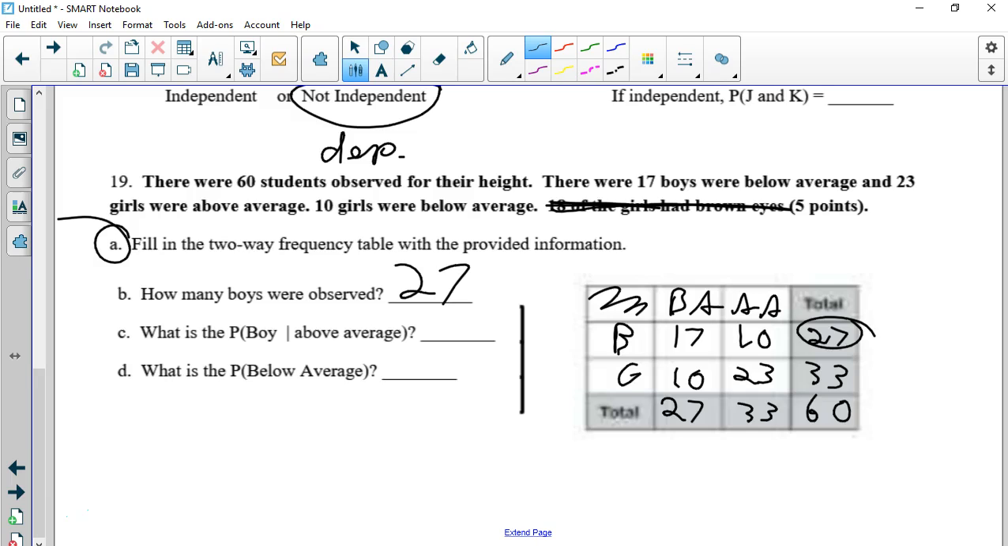What's the probability that a boy is above average? Okay, so boy, okay, above is right here. Okay, so boy above average would be 10 out of 33. Because we're going down the line. We wouldn't do 10 out of 27. Okay? The boys above average.